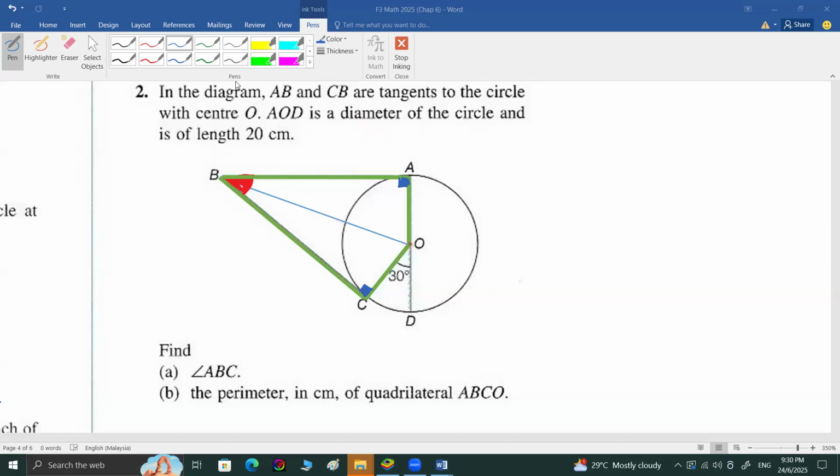Which one? The blue one. Yeah, because tangent what? Tangent and radius always makes 90. Okay?